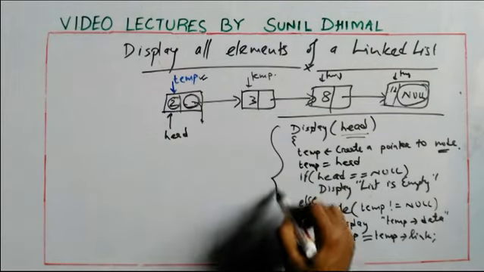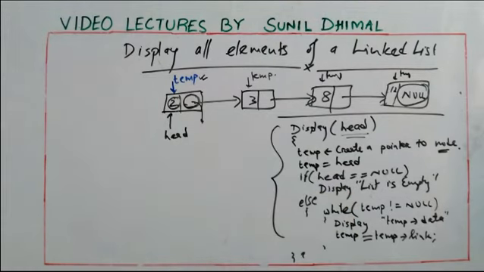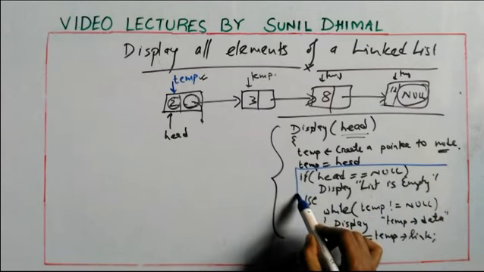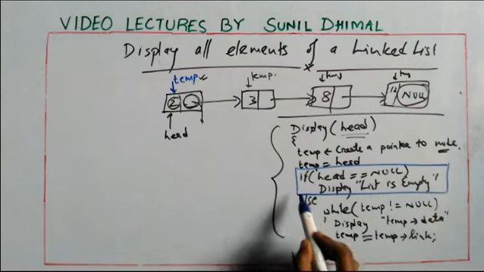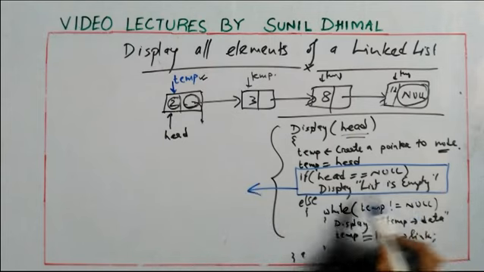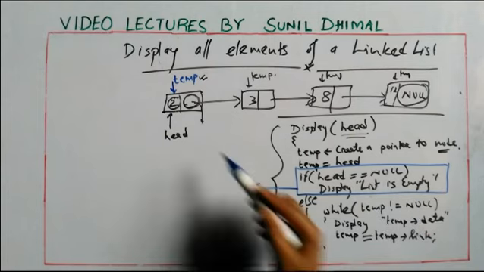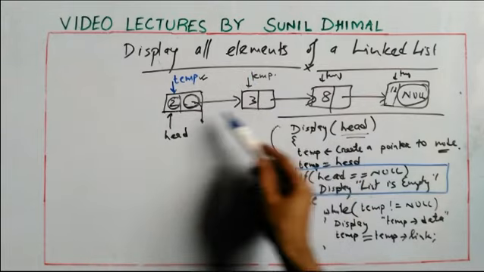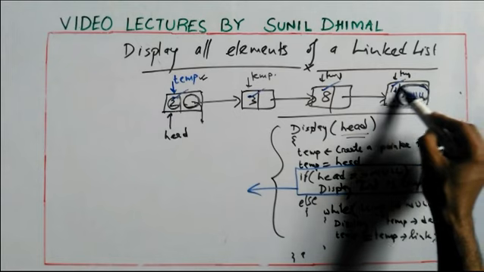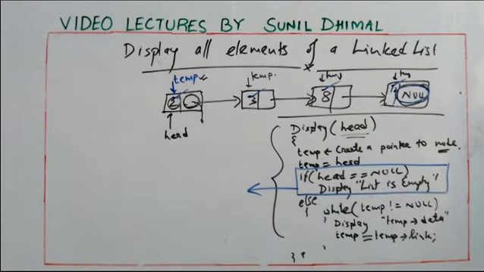So this is the logic for displaying the elements in the linked list. Please make a note of the condition wherein the list is empty. This is the corner case: if the list is empty, we just display that the list is empty. Otherwise, you keep on moving to the next node and display the data part until you reach the last node, wherein the link is null.